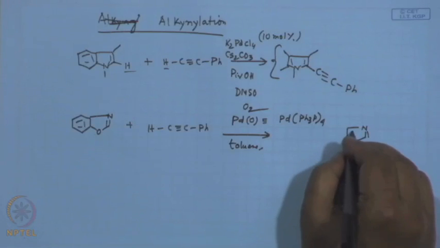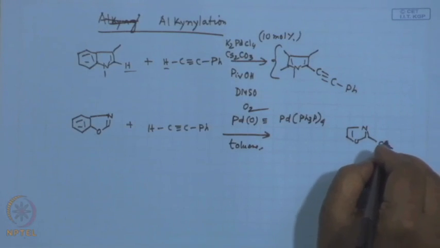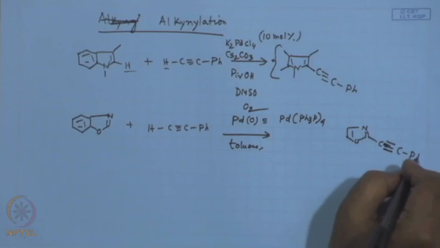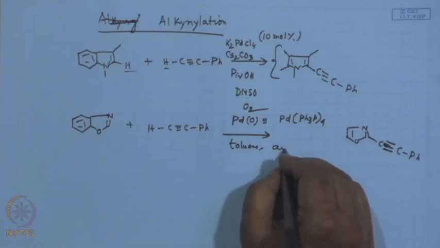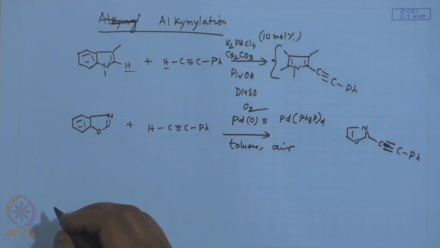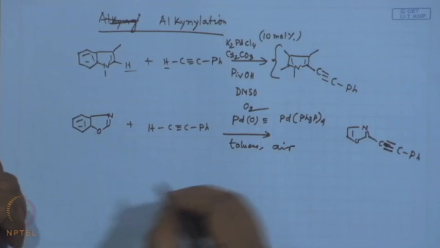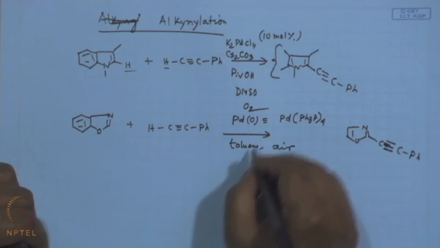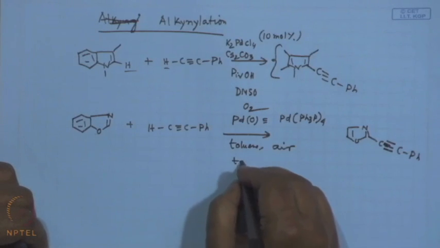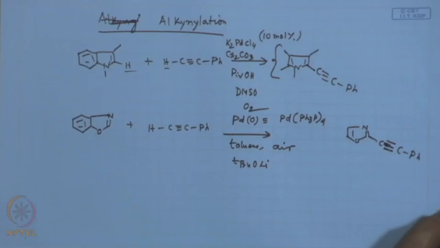So, that means what you require is an oxidizing agent, and in this case again not even oxygen, just air is sufficient, okay. But what we knew is that this sort of compound undergoes lithiation. So, if you use a base, lithium tertiary butoxide, the reaction proceeds in a smooth fashion, okay.